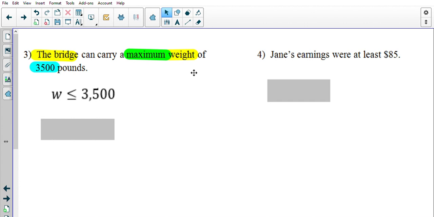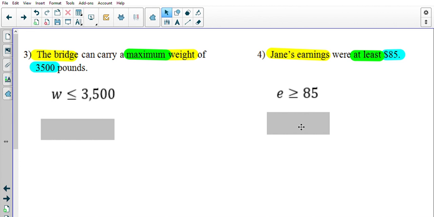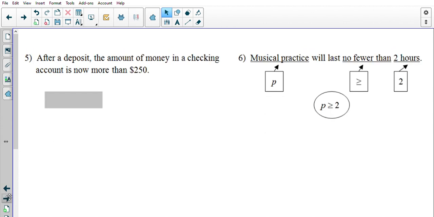Number 4, Jane's earnings were at least $85. So our unknown in this case is Jane's earnings, how much they were. And we do know that they were at least. That's our greater than or equal to symbol, followed by the number 85. So I chose E for earnings. At least is greater than or equal to, and then of course we have our 85 after that. All right, number 5, after a deposit, the amount of money in a checking account is now more than $250. So our unknown here is the amount of money in a checking account.